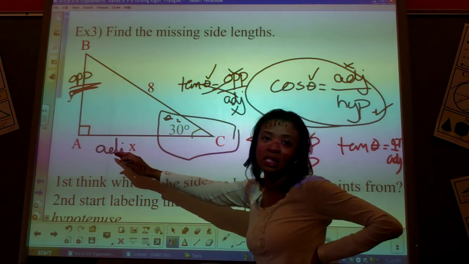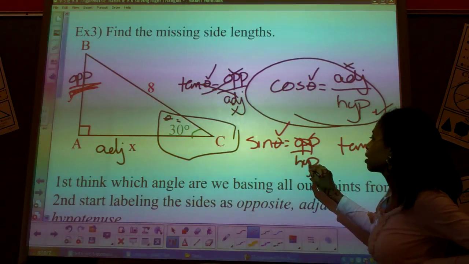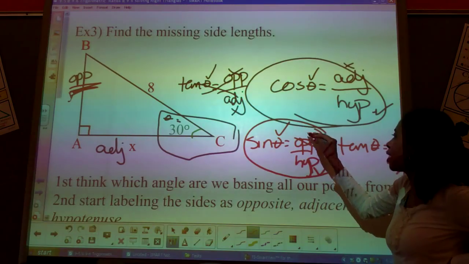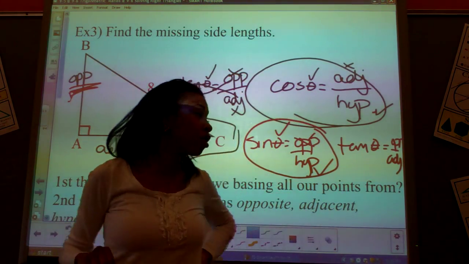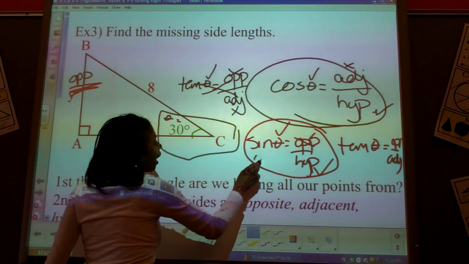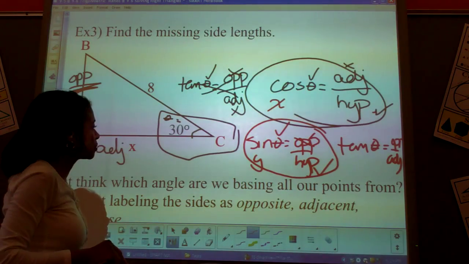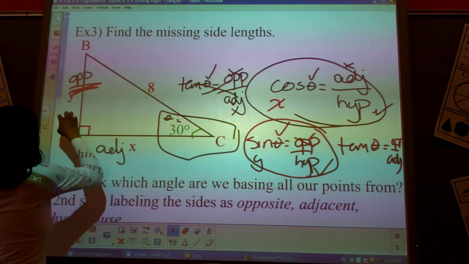Do we know the adjacent leg? No. Do we know the hypotenuse for sine? Yes, we do. So this one looks pretty good right here because we only have one unknown, the opposite. So I use sine in order to find y, and I use cosine to find x. Okay? So now we've determined which one we want to use.